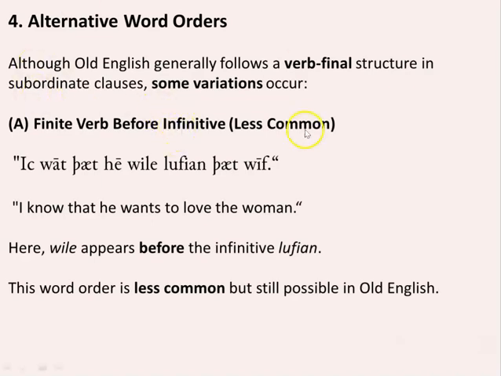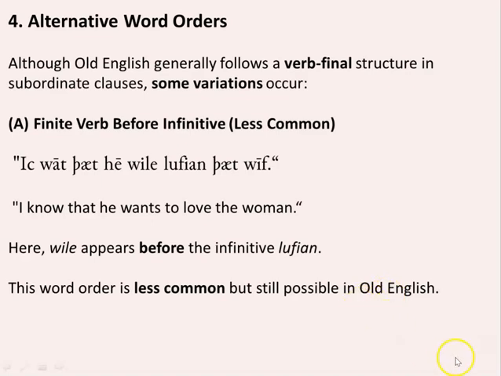So, a finite verb before the infinitive is less common. Remember how we had the finite verb, the conjugated verb, at the very end, and the infinitives before that? Well, you can have it the other way around. Ic wat that he willa luvian that weef. I know that he wants to love the woman. Here, willa appears before the infinitive luvian, and notice you've got that weef, the noun, at the end. This word order is less common, but it's still possible in Old English.